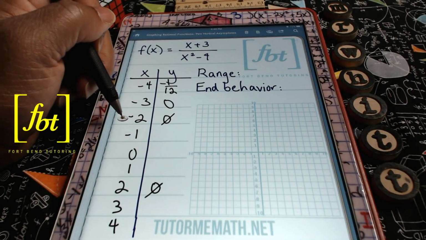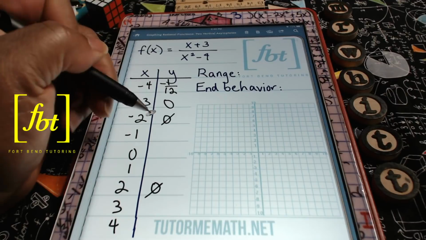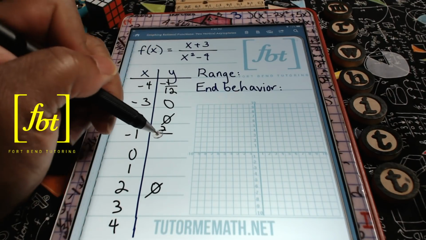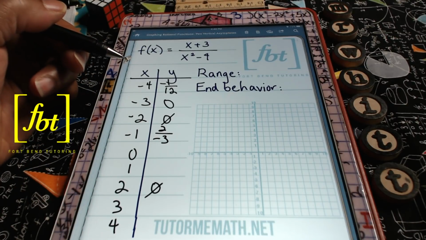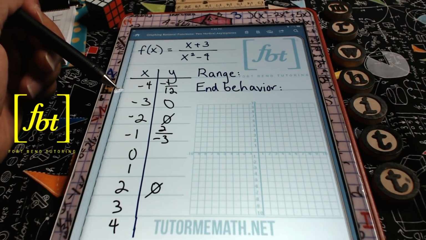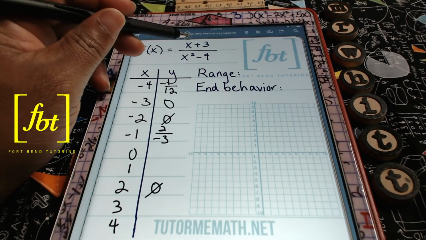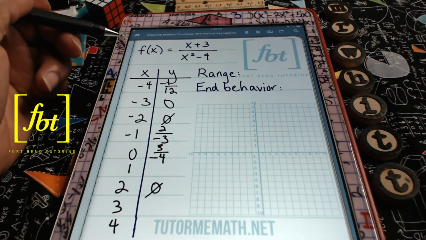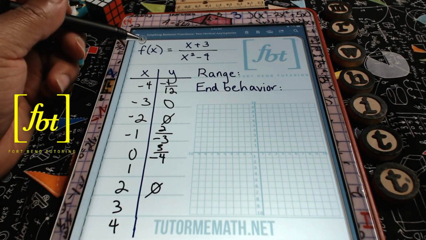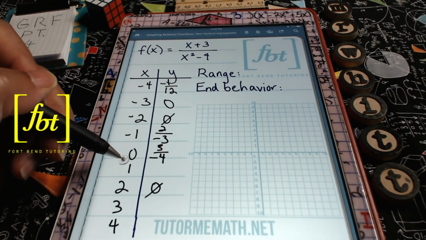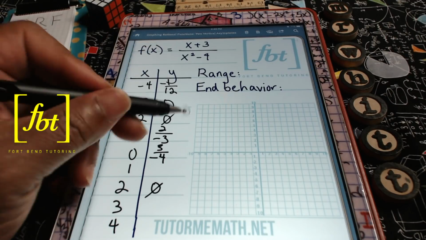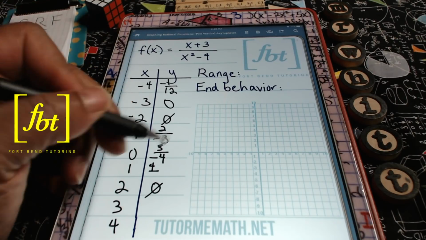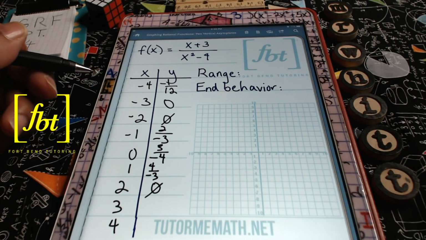Then as we plug in -1, -1 plus 3 gives us 2 in the numerator, and then 1 minus 4 is going to give us -3. So we end up with -2/3 for our y value when x is -1. Plugging in 0, we'll have 3 in the numerator and -4 in the denominator. Once again, that identifies your y-intercept. When we plug in 1, we will have 1 plus 3 in the numerator. That's going to give us a value of 4, and then 1 minus 4 in the denominator gives us -3. So we'll end up with -4/3.